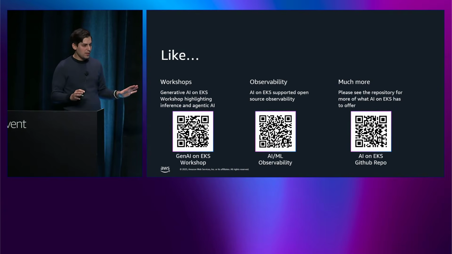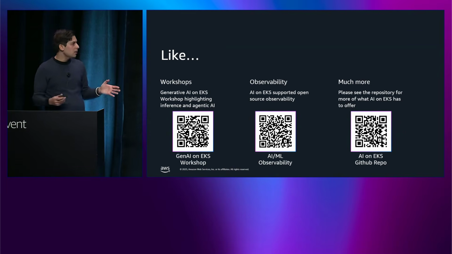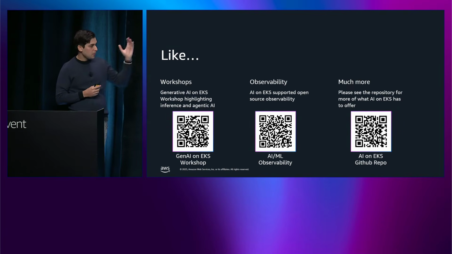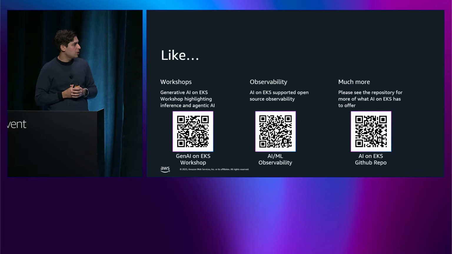I'll slow down on this slide because I know there are a few QR codes. We have some workshops. So if you're interested in learning more, we have the Generative AI on EKS workshop, which goes through a lot of this material in a more guided manner, as well as introducing agentic AI and observability. We have this other repository. You may have noticed the AI/ML observability line on one of the deployments; we have an open source observability stack for AI/ML. So if you're interested in that, please check it out.